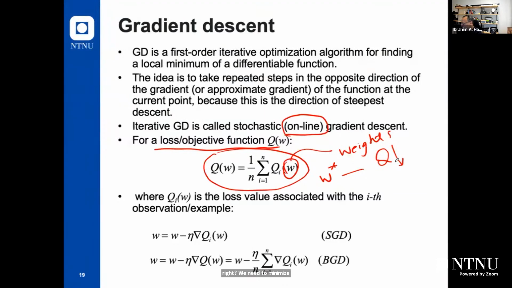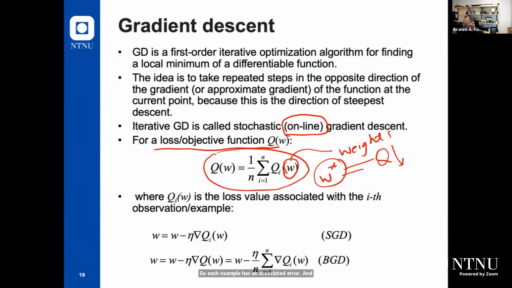So we need to find a good combination of omega, which we call omega star or optimized omega, which will make this function minimum. So Qi of omega is the loss value associated with the i-th observation or example. Each example has an associated error called Qi.